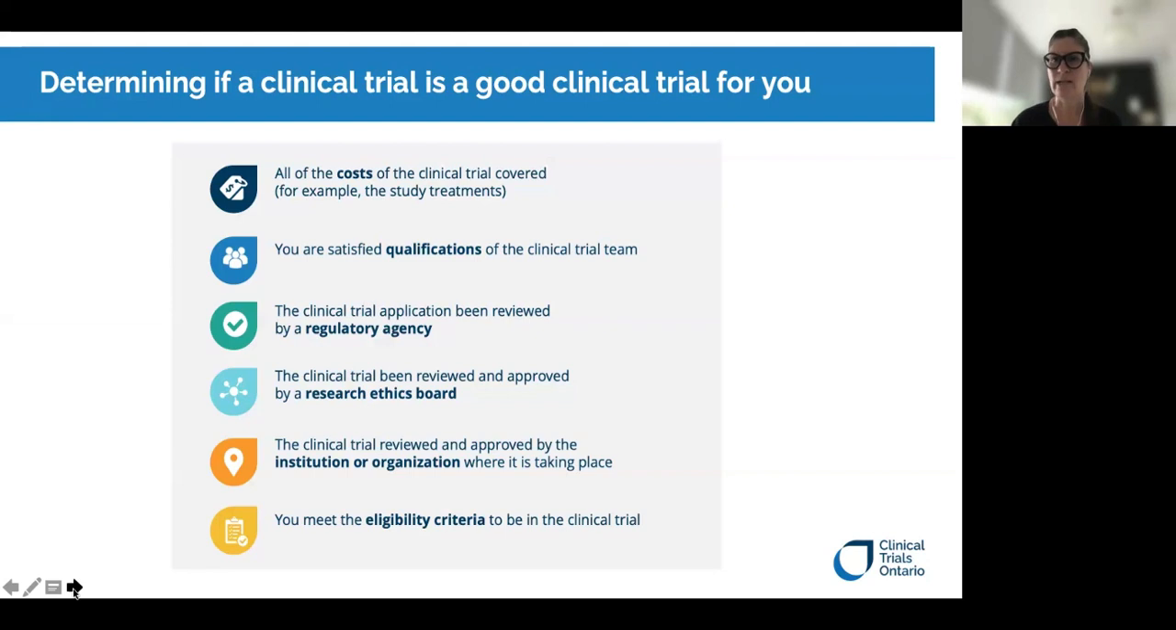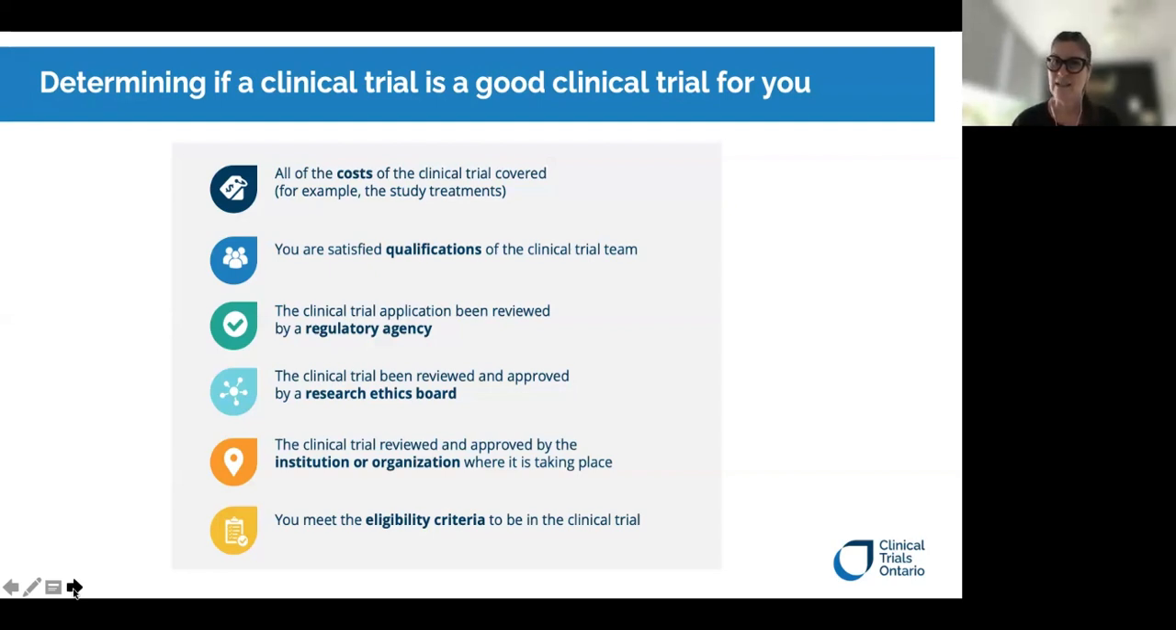The institution or organization where the trial is happening also takes on a liability, and they take responsibility for the trial happening at their center. So they will have also reviewed and approved the study. So those are all completely legitimate questions to ask about who's reviewed and approved the study.